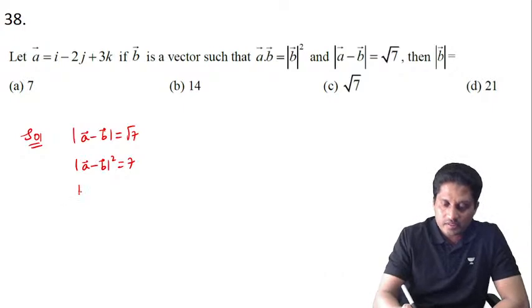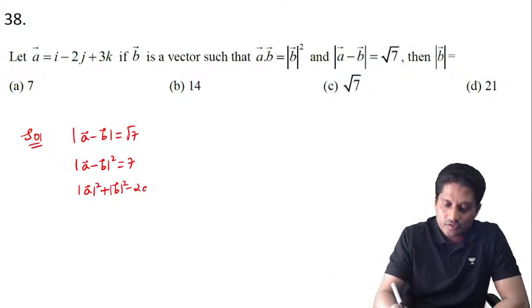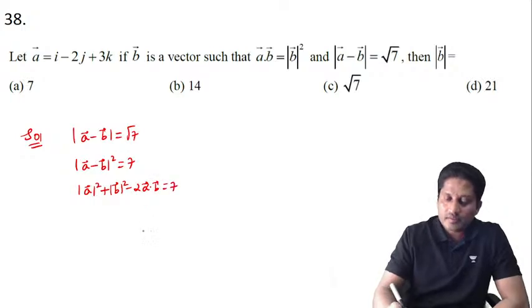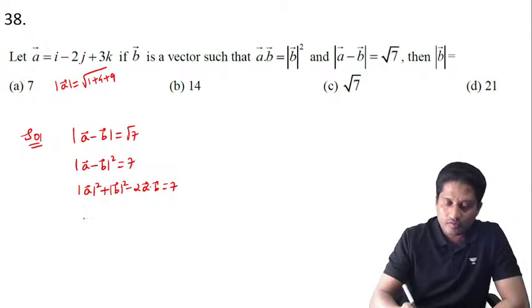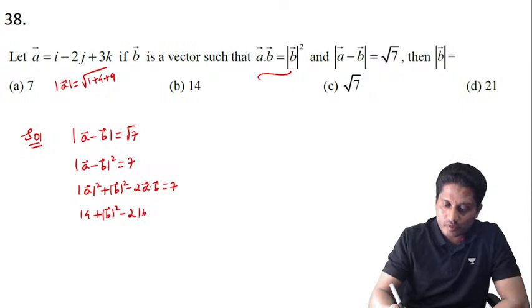Alright, now this is a square plus b square minus 2 times a dot b is equal to 7. Right, modulus of a will be root of 1 plus 4 plus 9, which is root 14. Root 14 the whole square is 14. Mod b the whole square minus 2 times a dot b is the same as mod b the whole square.